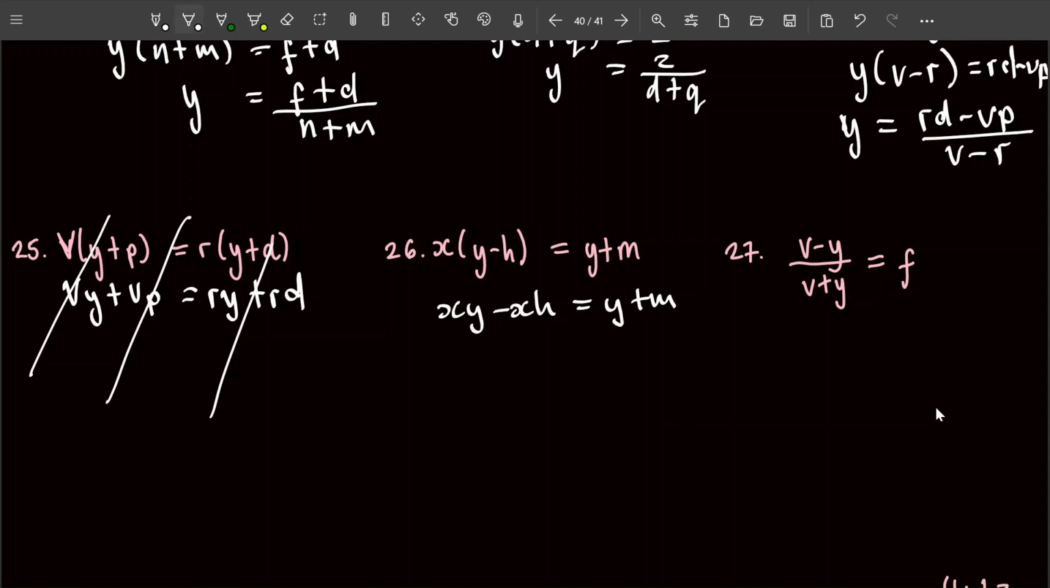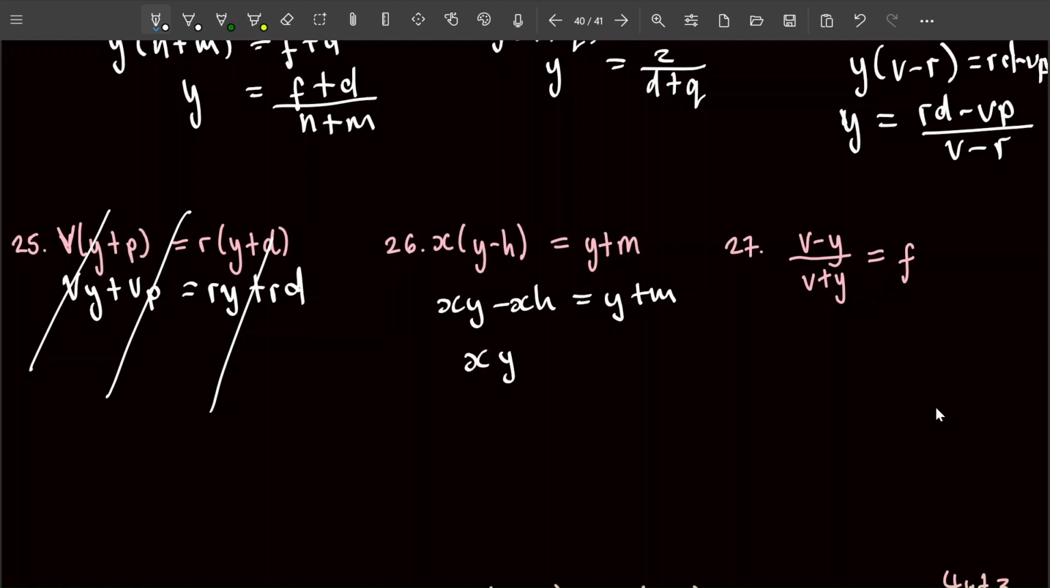So when I'm here, now I am making, again, y the subject. What would I do here? Well, I can group all the terms with y to one side. I have xy and I have y. I can take this one to the left. It's going to be xy, then minus y, because this y is now coming to be minus, is equal to, on the right there was m, xh is now coming to add, plus xh.